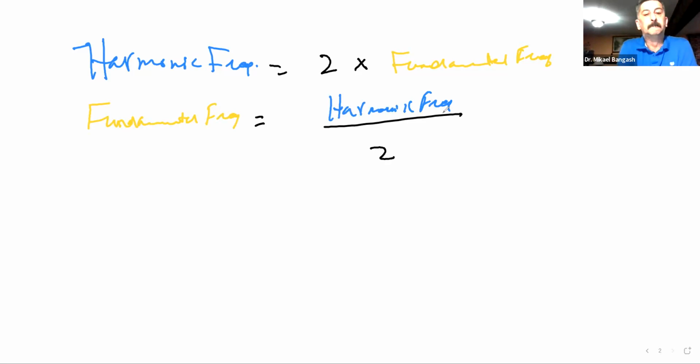Is that clear? As far as harmonics is considered, the harmonic is a whole concept of its own. One thing about harmonics is that, as we already said, it is going to be twice the fundamental.